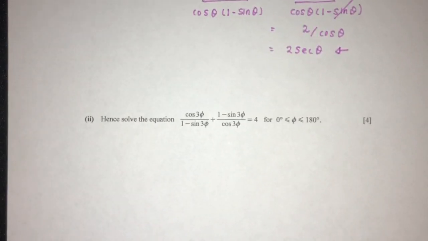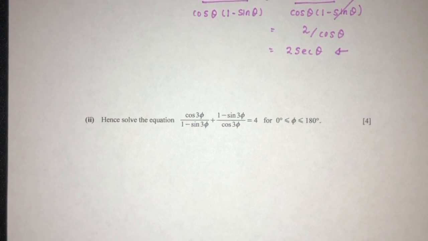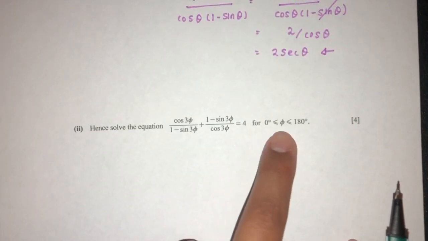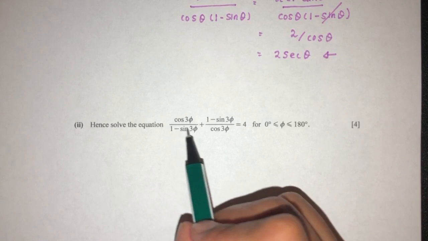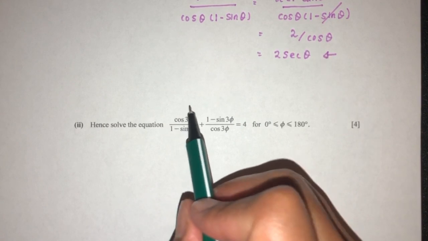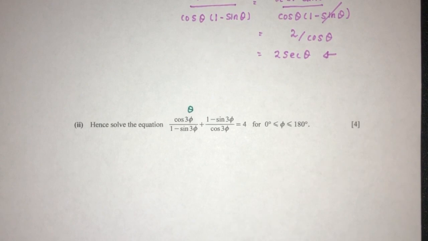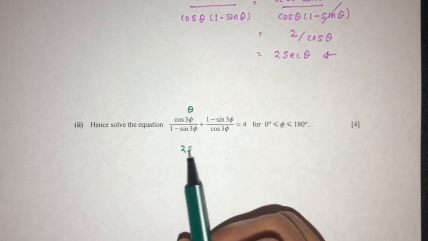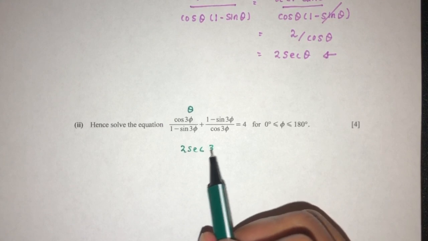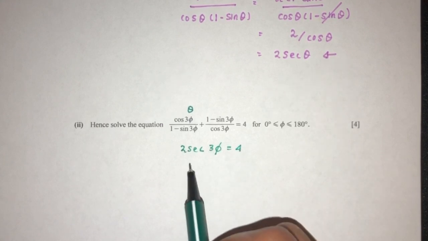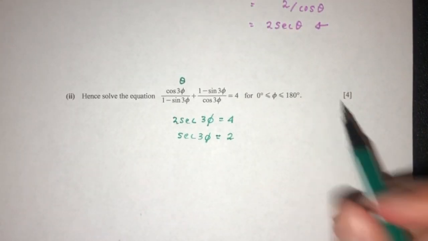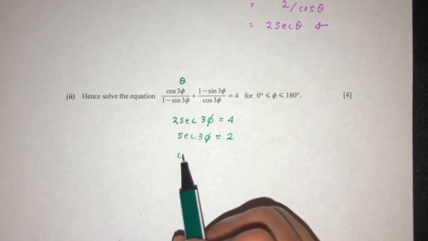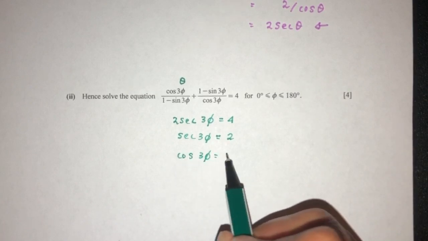Now for part 2, let's see. Hence means we have to use the value from the top that we have got, which is 2 sec theta, to find the value of sigma. So let's see how can we solve this. So here the only difference is we have the angle on top, it is 3 theta, and here we have this. So pretty easy. It seems that this one will become 2 sec 3 theta, and that will be 4, which means sec 3 theta will be 2. But we also know that sec is 1 over cos, right? So that will be cos 3 theta, that will be half.